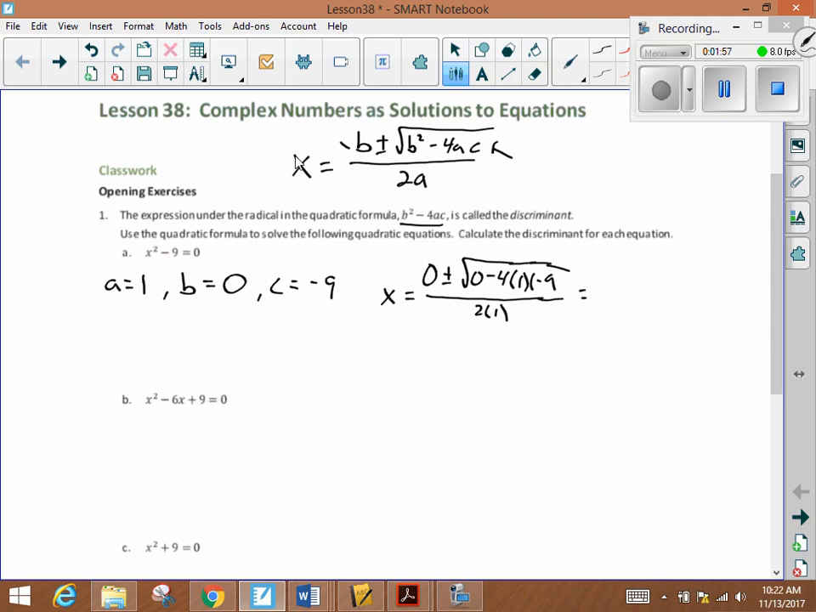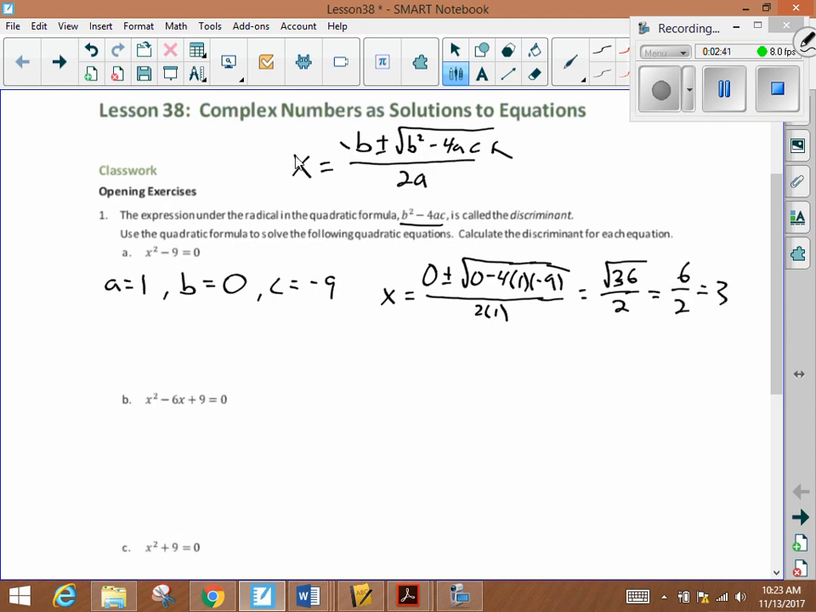So that 0 and that plus or minus are going to go away, because 0 plus or minus anything is whatever. It's nothing. Then what I'm left with is the square root of 36 over 2. The square root of 36 is, I mean, 6. I don't know where I jumped to in my mind. 6 divided by 2. So that's 3.